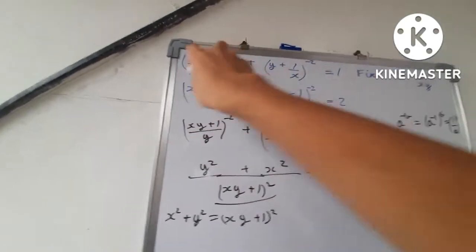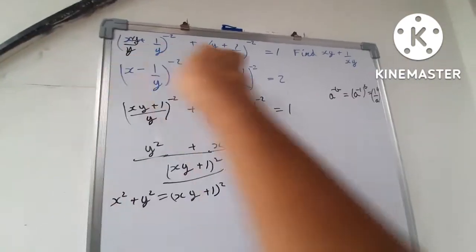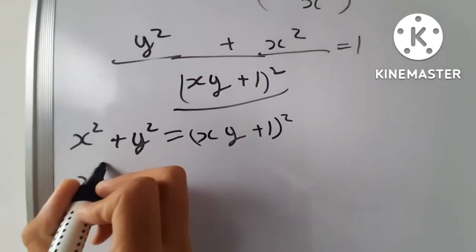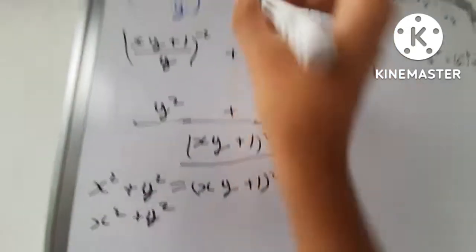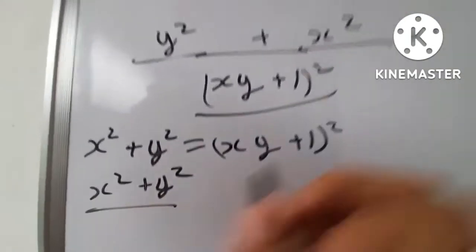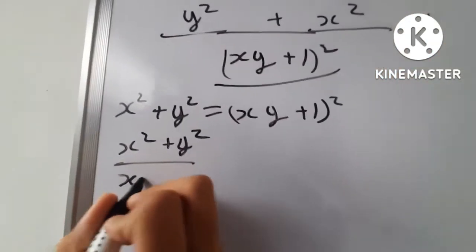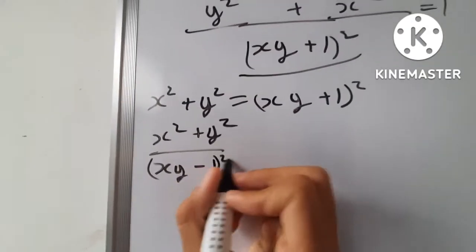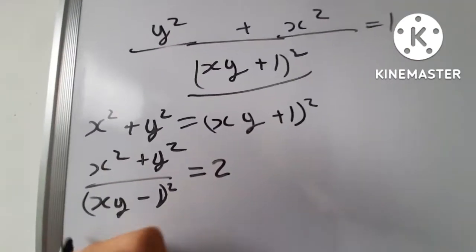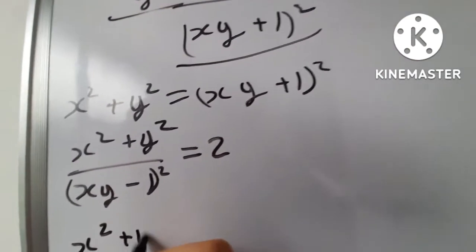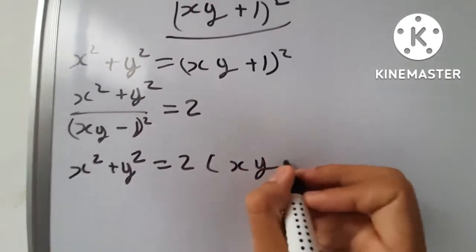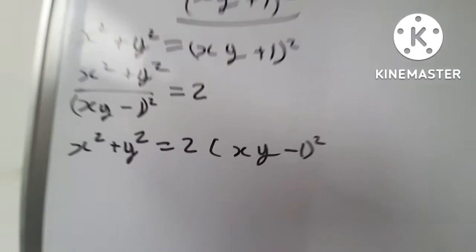So notice that what we found is that the denominators on both of these will be the same. So for the second one, what we'll have is x squared plus y squared, and of course it's going to be a positive sign in the middle because that's just how the question is built, upon x minus x y minus 1 whole squared. And now in this case the RHS is 2, so we cross multiply again to get x squared plus y squared is equal to 2 times xy minus 1 whole squared.